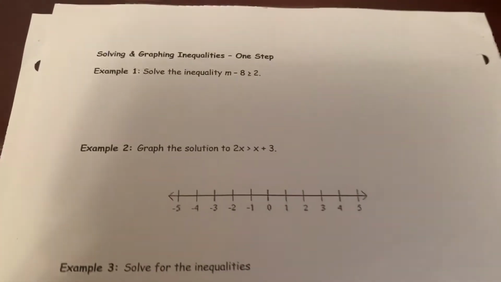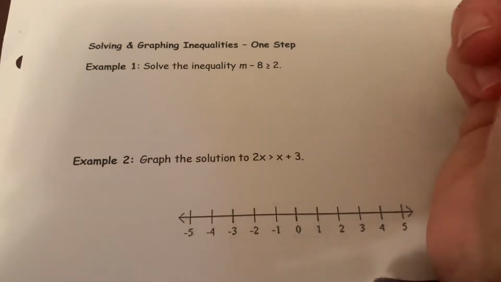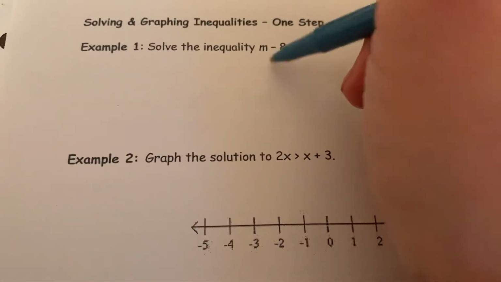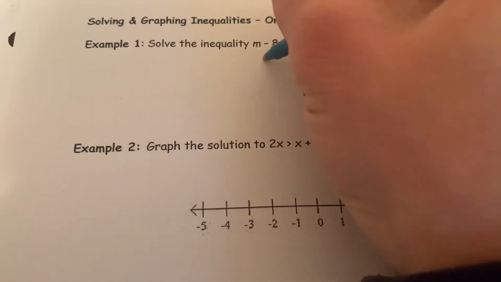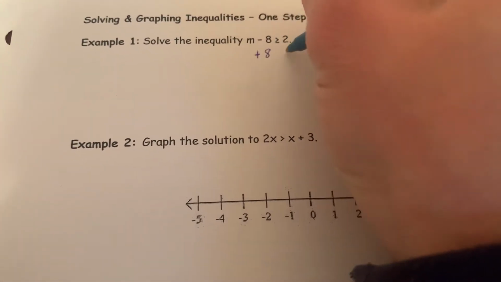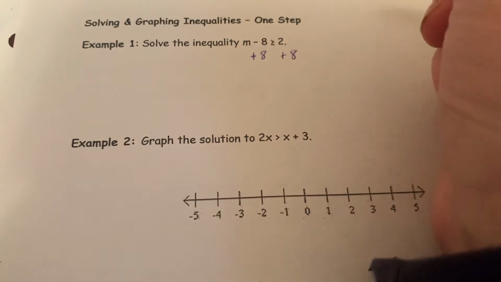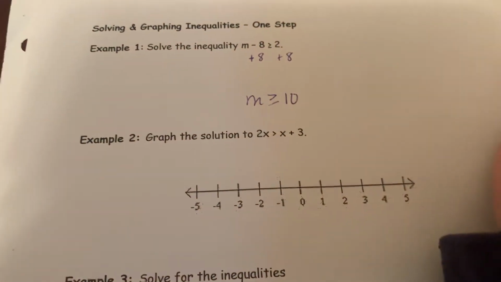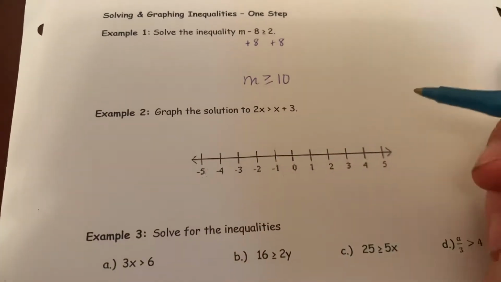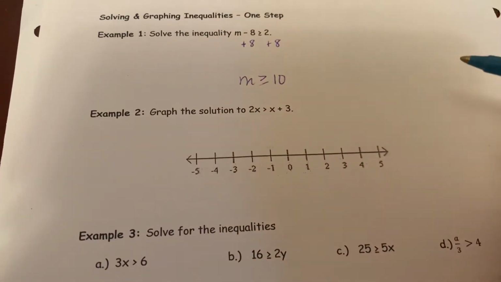Example 1 says, solve the inequality. Well, m is not by itself. Solving is just isolating a variable. So if I wanted to solve for m, anything that is not an m, I move to the other side. So we have m is greater than or equal to 10. It didn't ask me to graph, so that's it.